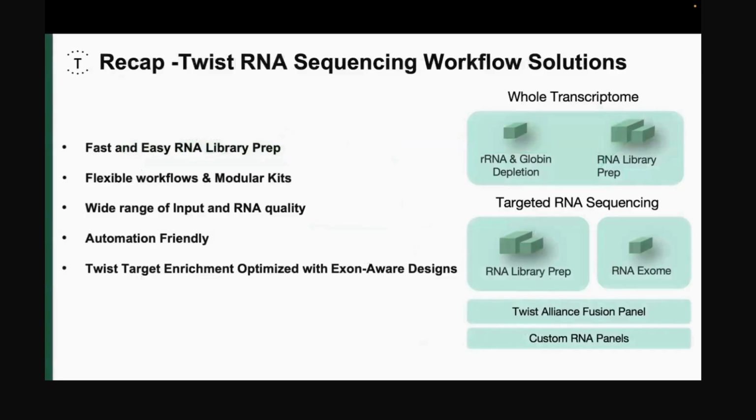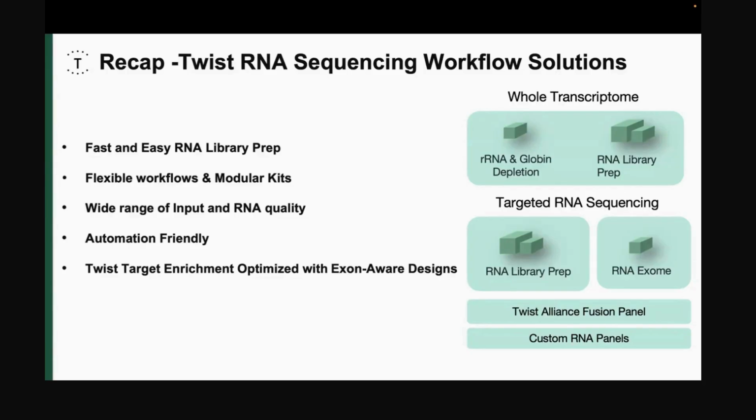Again, a short recap. Twist RNA sequencing workflow solution is a fast and easy method to understand the gene level or also transcriptome level of RNA expression. It can be used either as a whole transcriptome with rRNA and globin depletion included, along with the RNA library prep kit. It's a very flexible and modular kit. It can work with a wide range of input and RNA quality. As I already mentioned, Twist RNA sequencing solution works from 1 nanogram up to 100 nanograms of RNA. It's independent of the RNA quality.